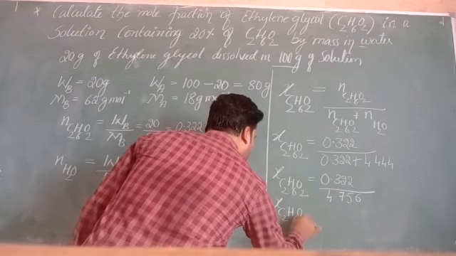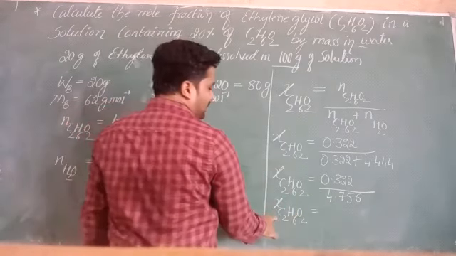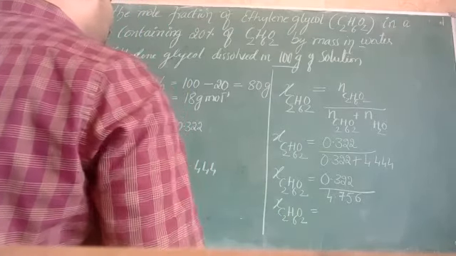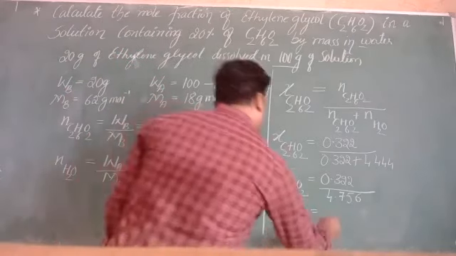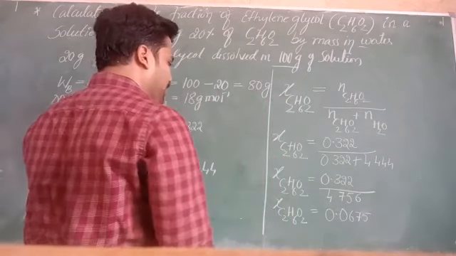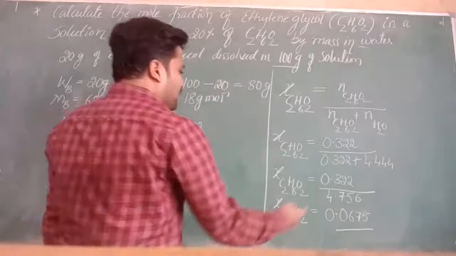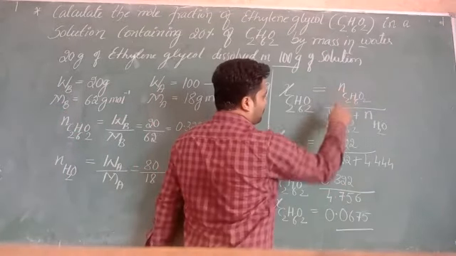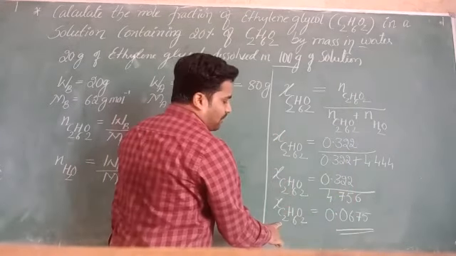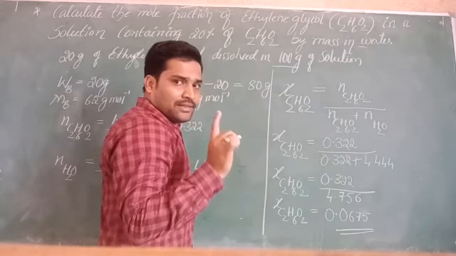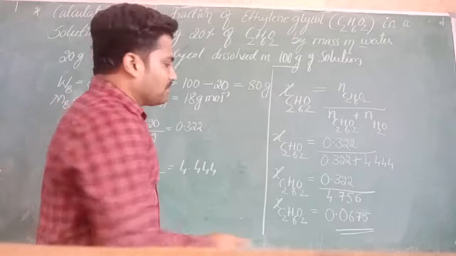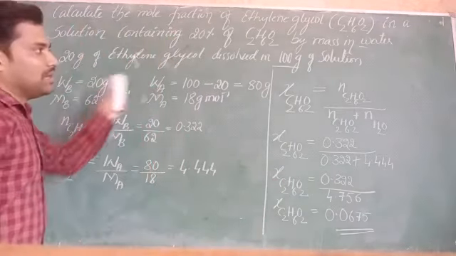If you want to calculate the mole fraction of the component ethylene glycol, then 0.322 divided by 4.756 comes around 0.0675. Okay, so for mole fraction there is no unit, because this is also number of moles, this is also number of moles, and they cancel each other. So that's why you don't have any unit for mole fraction. You know already that mole fraction gives information regarding only the component, not the whole solution. Okay, so this is the solution for this whole problem.